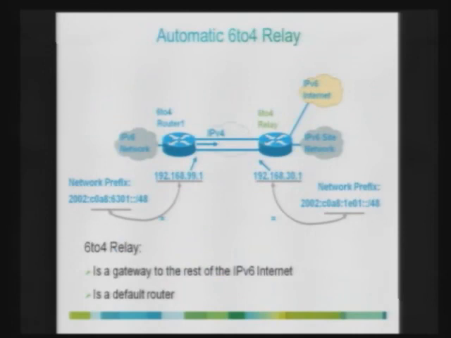Automatic 6to4 relay routers are required when these islands of IPv6 networks, which are using 6to4 tunneling and the corresponding addressing mechanism, need to reach the global V6 internet. A 6to4 relay router typically would have an anycast address configured and announce that to the rest of the routers. The way these 6to4 island networks can reach the rest of the internet is by using the 6to4 relay router. It's the gateway to the rest of the IPv6 internet.